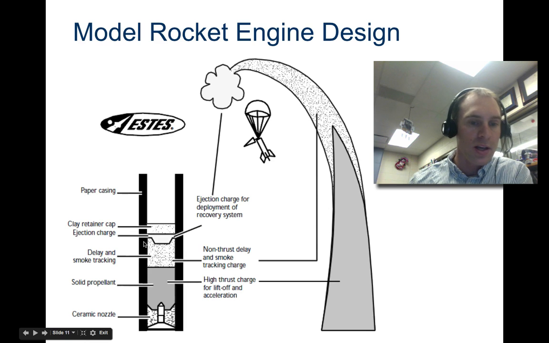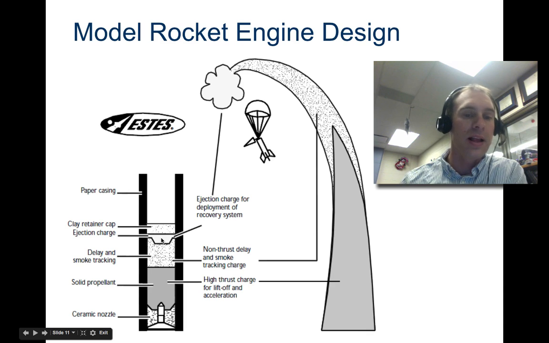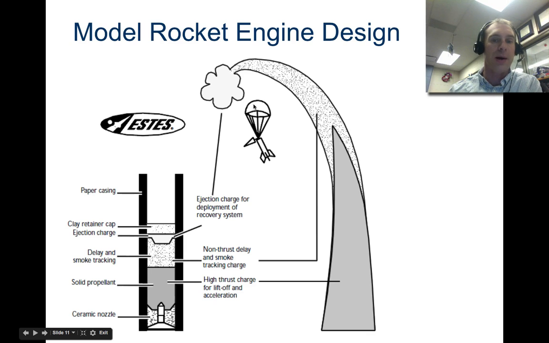Here's a little picture of it. You might want to draw this and sort of note these things too. Your ceramic nozzle, remember ceramic is very high temperature, protecting your rocket engine design. Here's your solid propellant, and this is the combustion area. So this is the high thrust right in here. This is delay, so it burns through this, but it's not actually thrusting during this spot. So here's your powered ascent. This is delay, it's burning through it, it's not providing any thrust. That's the dotted part. Then you have a little ejection charge, one more solid propellant charge here. It sparks this and it pops the clay retainer cap out the top, and that pops the parachute out.